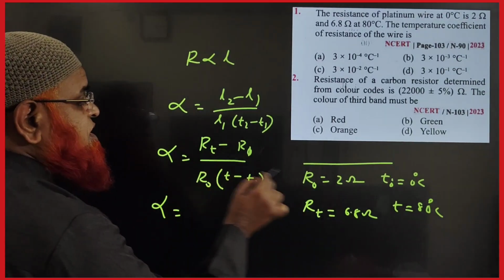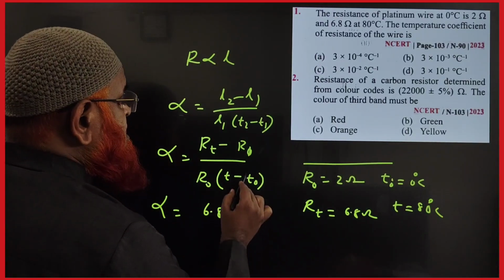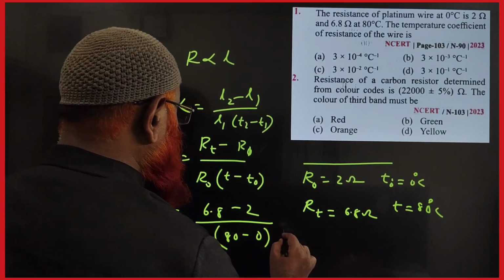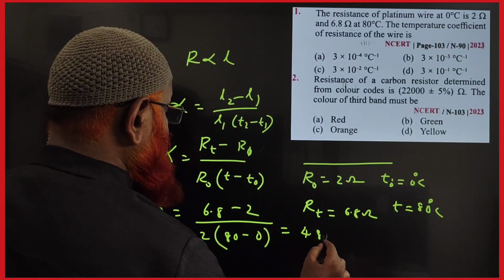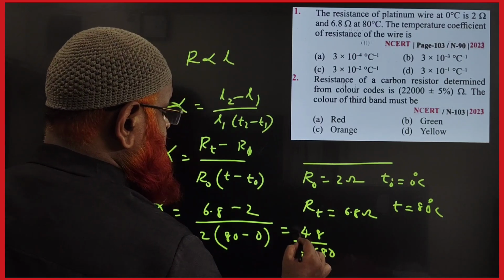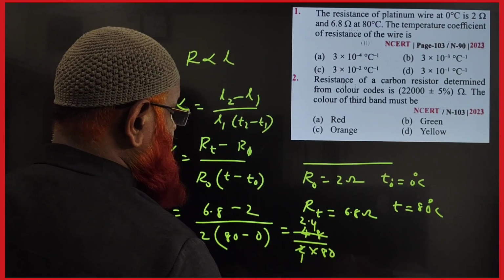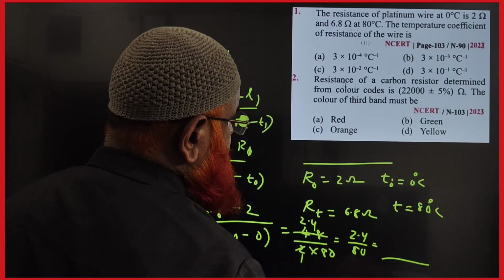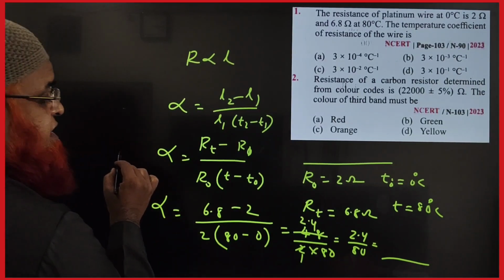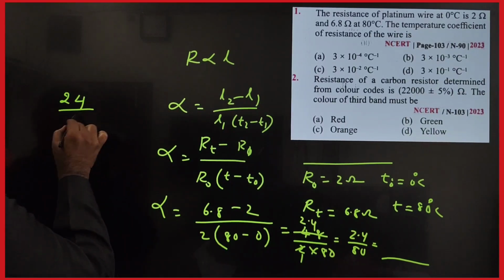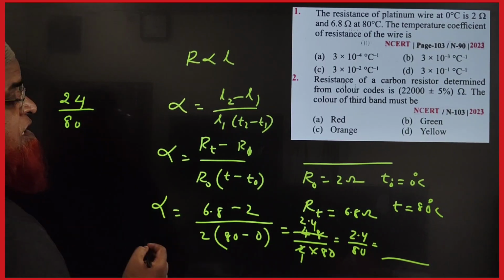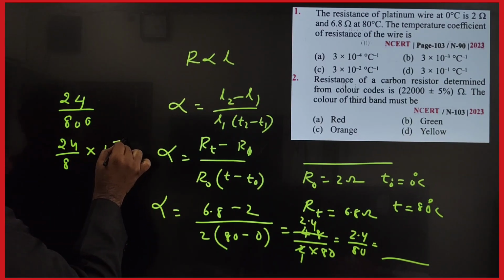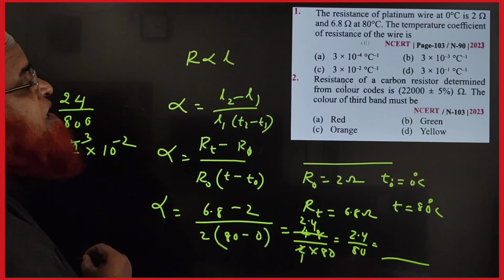So if you substitute here, RT is 6.8 minus R0 which is 2, divided by 2 into T minus T0. So how much will you be getting here? 4.8 divided by 2 into 80, which is 2 1s are 2, 2 4s are 8. So we are getting 2.4 divided by 80. You can write it as 24 divided by 800. Can you write this as 24 by 8 into 10 power minus 2? 8 3s are 24. So 3 into 10 power minus 2 is going to be your answer.